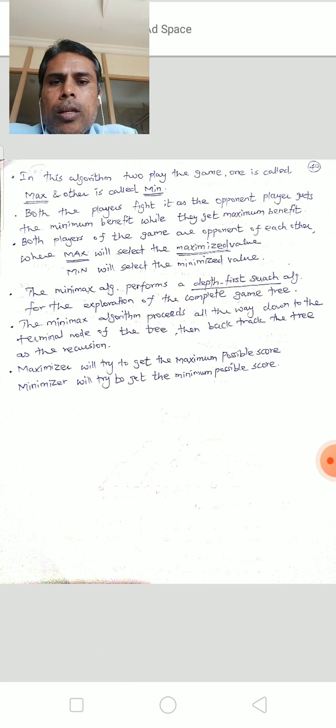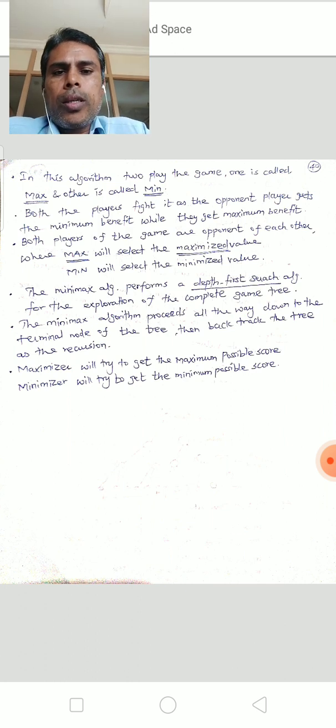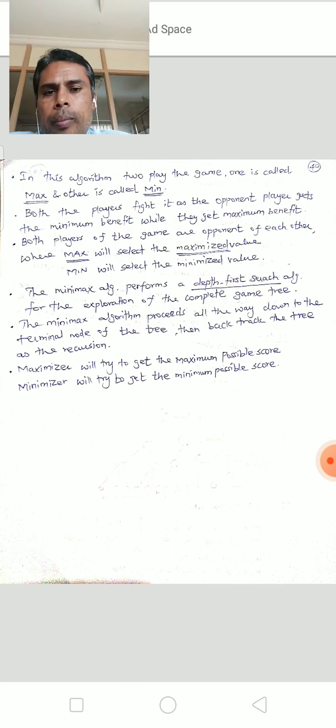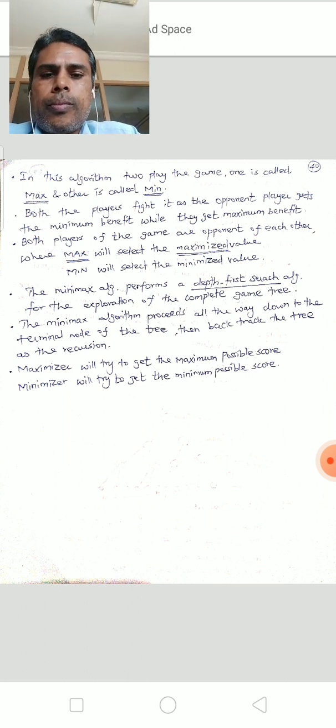So in this algorithm, to play the game, two players are applicable for the min-max algorithm. One is called maximum, another one is called minimum, that is called max and min. Both players fight as opponents, and one gets the minimum benefit while the other gets the maximum benefit. So both players of the game are opponents of each other, where the maximizer will select the maximized value for the given problem.